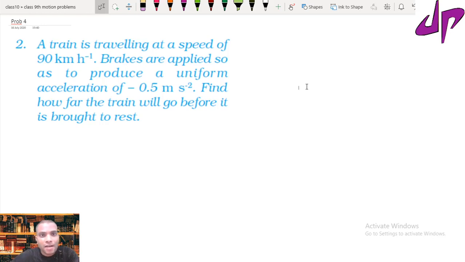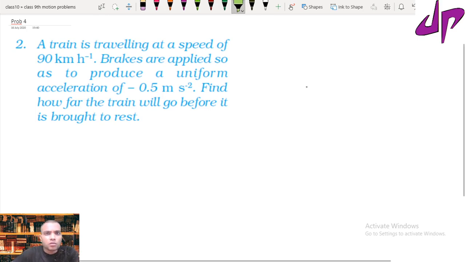A train is traveling at a speed of 90 km per hour. Brakes are applied so as to produce a uniform acceleration of minus 0.5 meter per second square. Find how far the train will go before it is brought to rest.